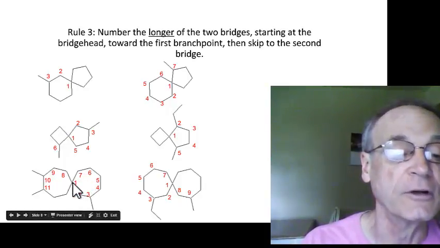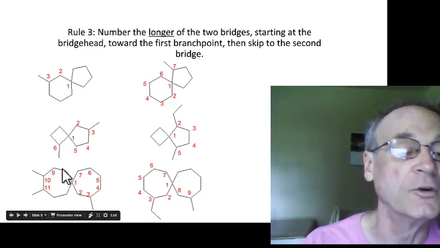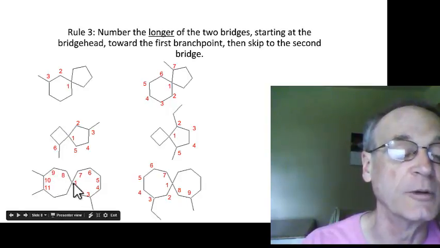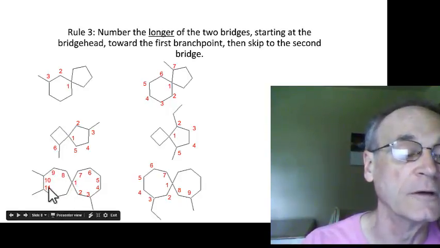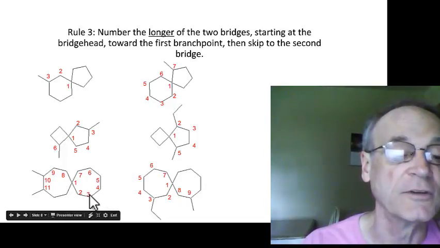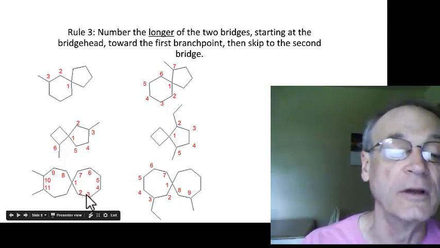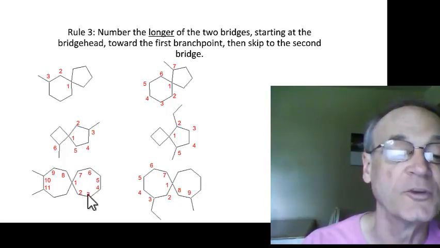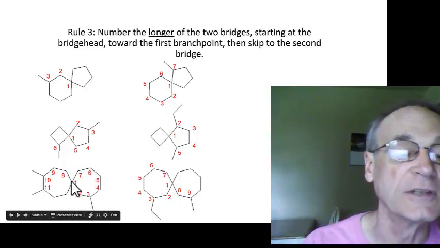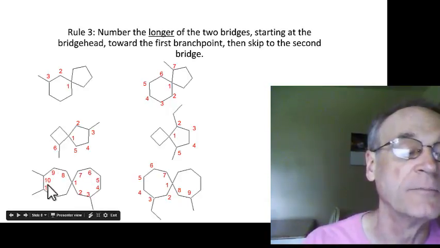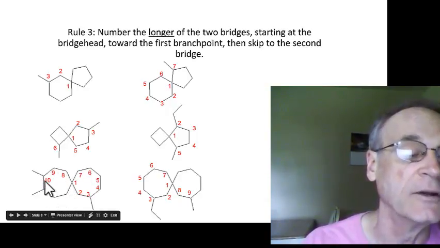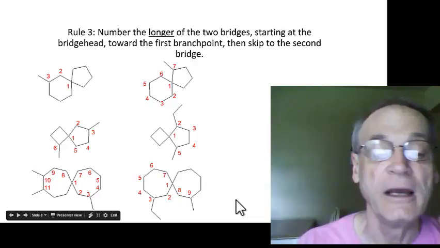So notice that if we start here and go this way, 1, 2, 3, we get to the first branch point at carbon number 3, whereas if we started at 1 and went around this way, 1, 2, 3, 4, we wouldn't get to the first branch point until carbon number 4, or this way, 1, 2, 3, 4. So this is the preferred way because it gets us to the first branch point as soon as possible. Even though this ring has 2 groups and this ring only has 1, we're going to number around whichever direction will get us to the first branch point as soon as possible. So 1, 2, 3, 4, 5, 6, 7. Then we skip that carbon and we go 8, 9, 10, 11. In this case, we could have gone 8, 9, 10, 11 that way as well because the 2 are equally distant from the bridgehead.